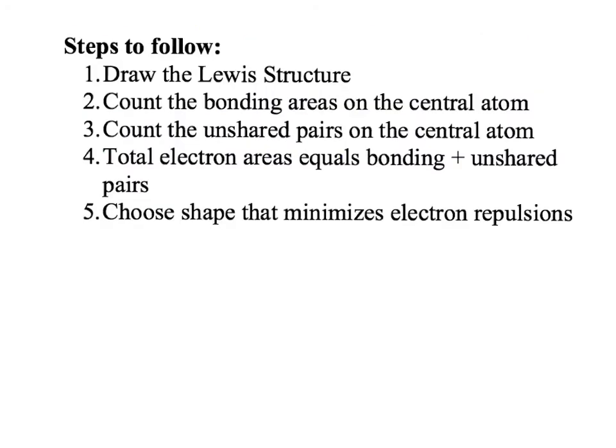So, just a quick reminder of the steps that we're going to follow. You're going to start off by drawing out a Lewis structure. We're going to look at the areas around the central atom, figure out how many we have that are bonding areas, and how many unshared pairs. We get the grand total for that, and then we have to figure out the shape.